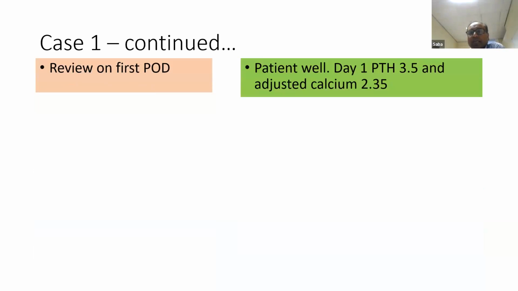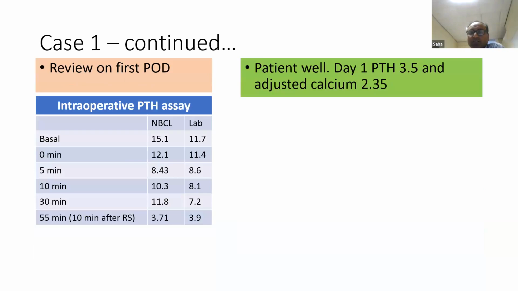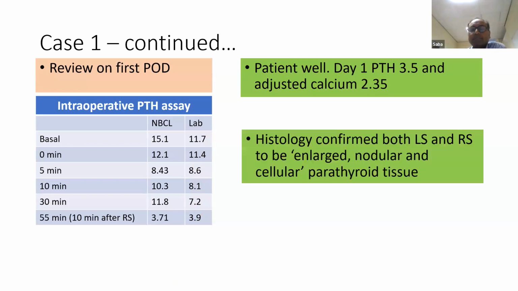So first post-op day, the patient is well, PTH 3.5, adjusted calcium 2.35, so we can consider that this patient is cured. We got the lab results the next day, and like I said, this is an ongoing validation of the NBCL results. We've done over 120 cases, and we carry on doing this validation because the lab colleagues are happy to do it. Fairly similar results were observed with the lab Roche assay when compared to the NBCL whole blood assay. So we're happy with that.